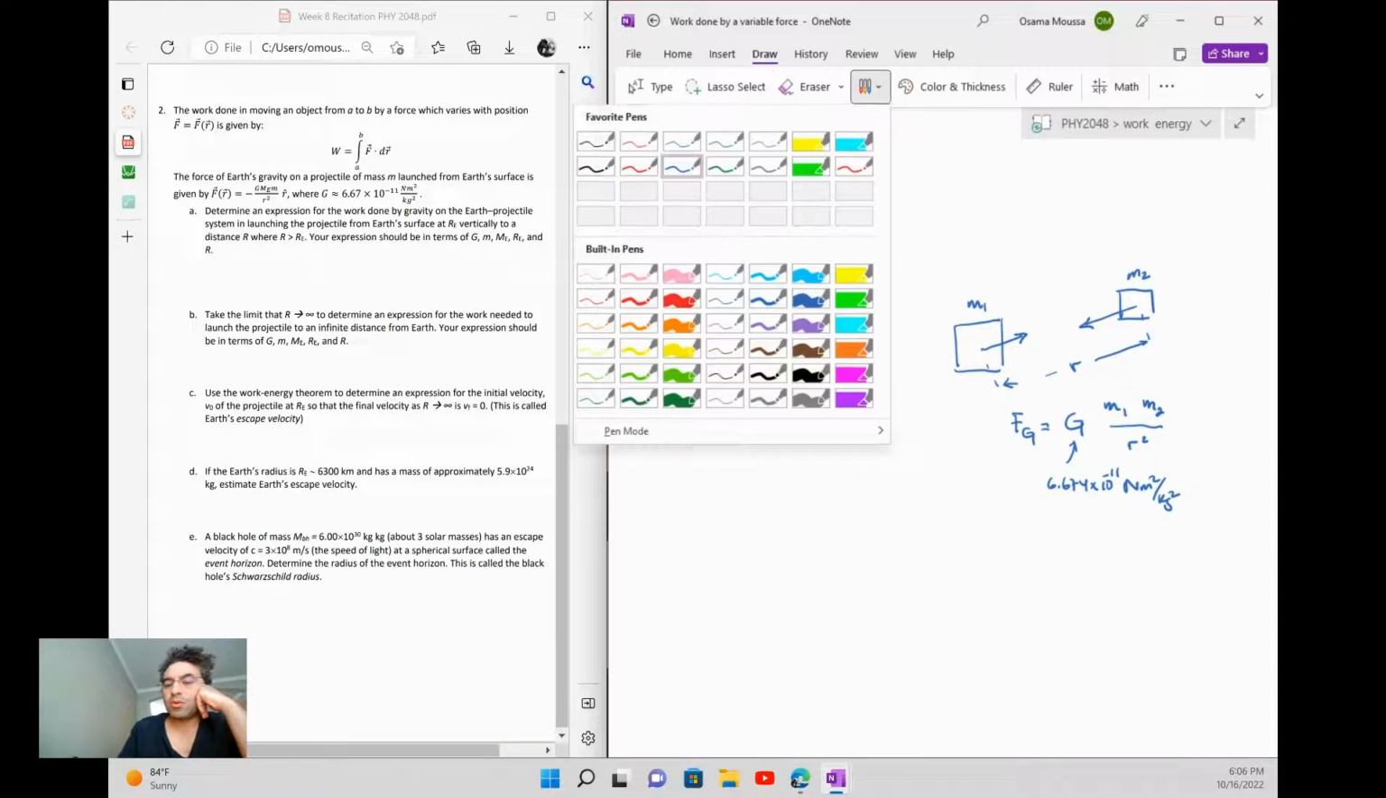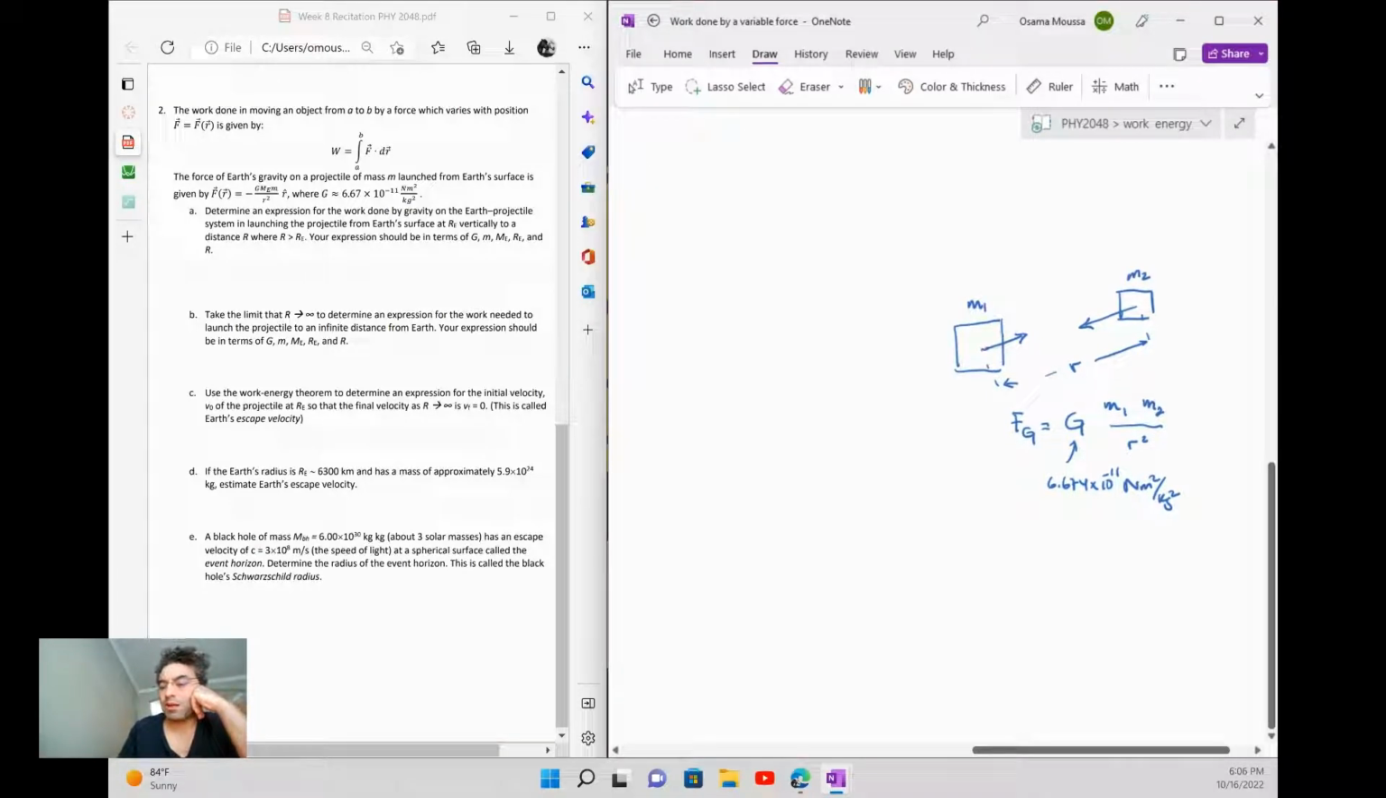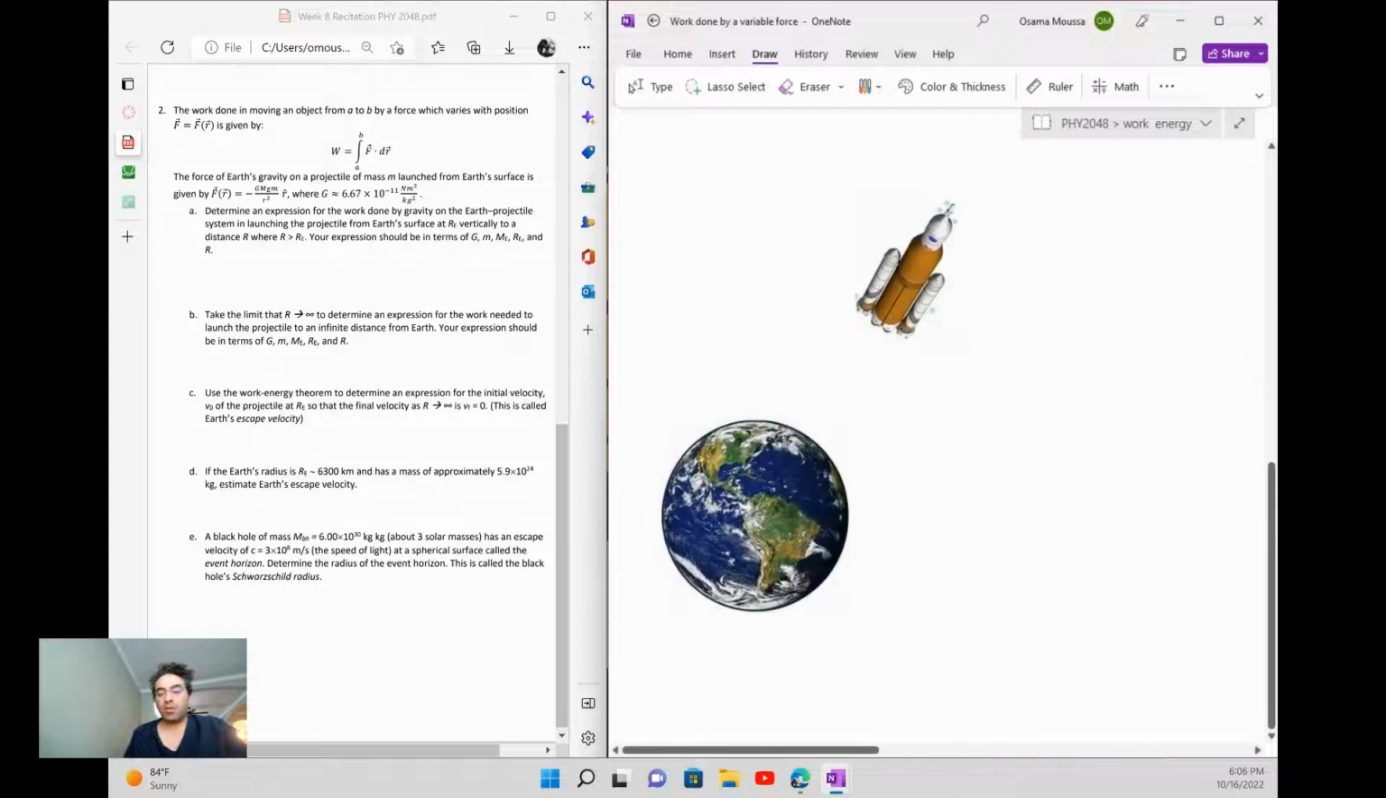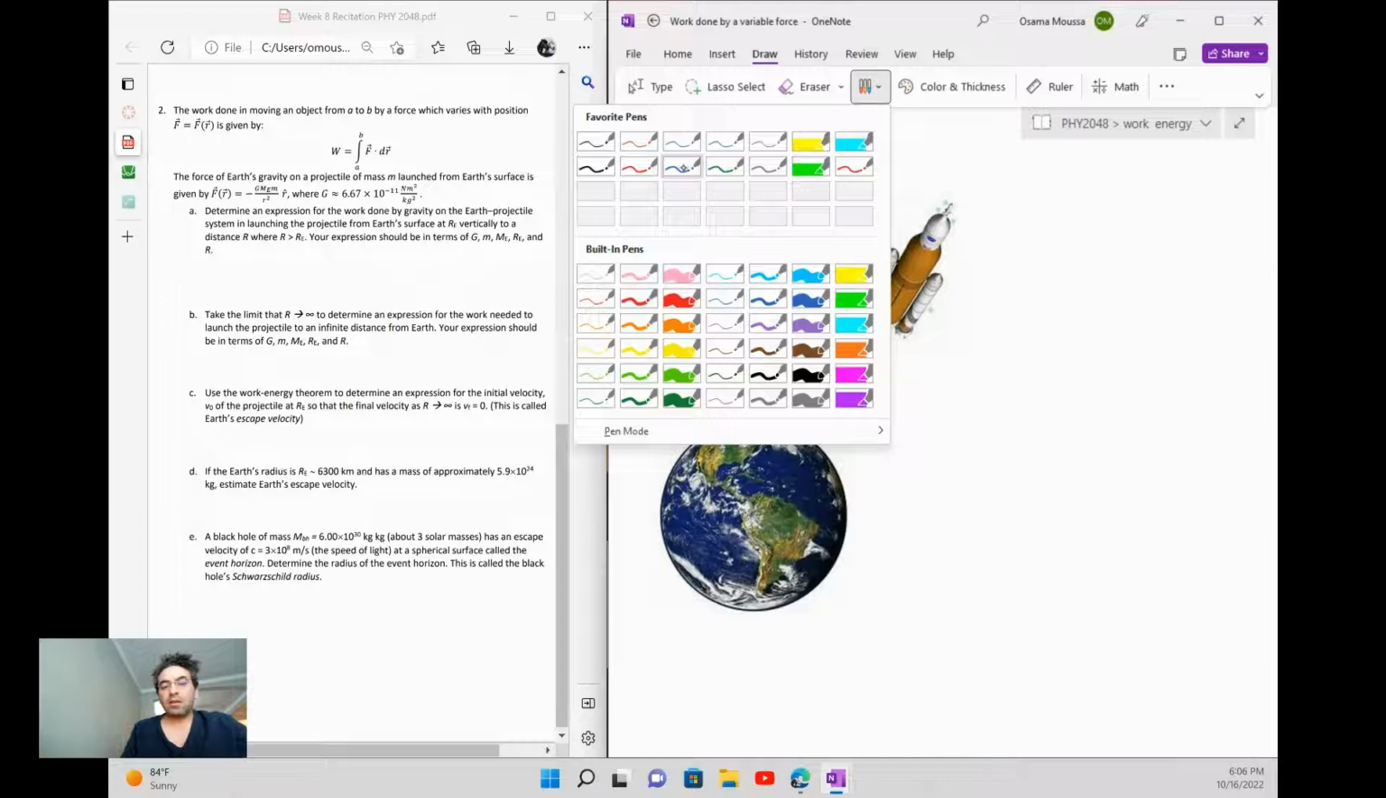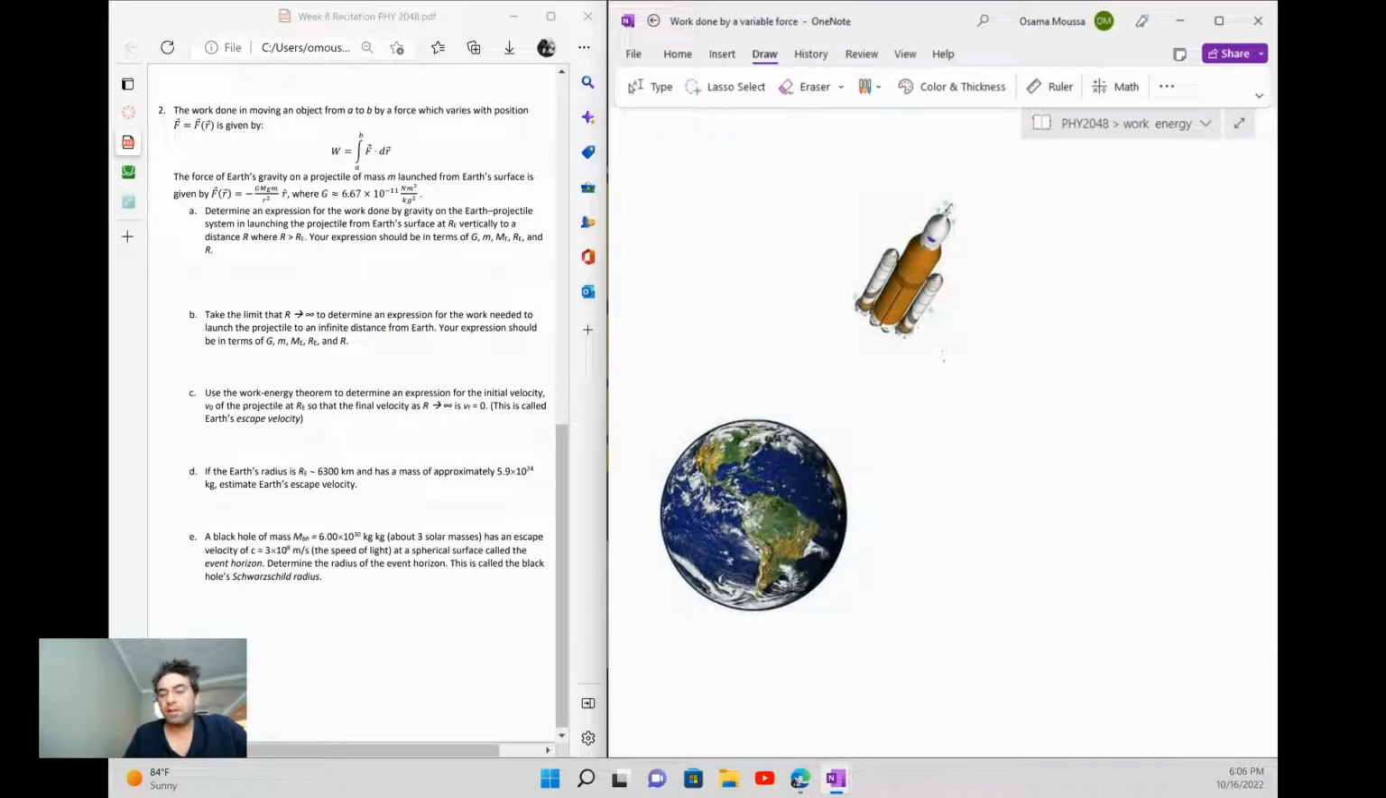And this force is always going to be attractive, meaning it's going to be along the line connecting the two centers towards each other. And of course, we know that this force would be equal in magnitude and opposite in direction. So if I think about an object being launched from Earth, and I want to think about what is the force affecting this object in its journey.